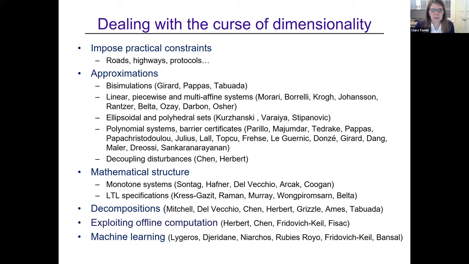Mathematically, people have worked on approximations, and we've also contributed to this. Instead of thinking about just any kind of dynamics, what about linear or piecewise linear dynamics? Instead of using a level set representation, people have thought about allowing only certain kinds of shapes for our sets, like ellipsoidal or polyhedral sets. Can we get some computational gains there? Also, looking at the mathematical structure, if the dynamics of the system are monotone, or can be represented with linear temporal logic, we could get some computational savings there.